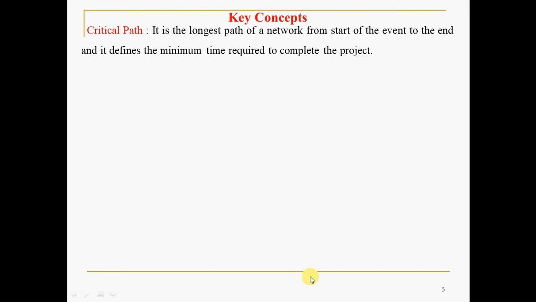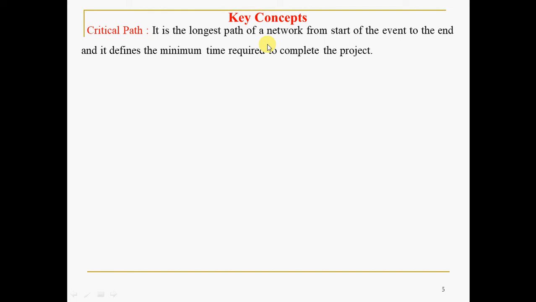There are a few key concepts before going to draw a CPM network. The first one is the critical path. It is the longest path of a network from the start event to the end, and it defines the minimum time required to complete the project.